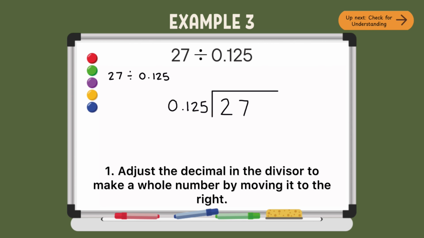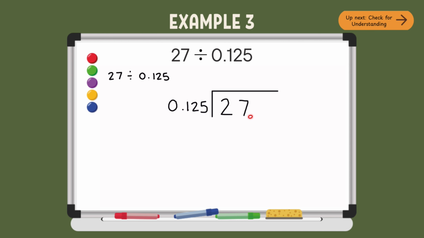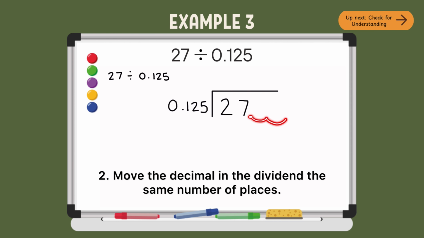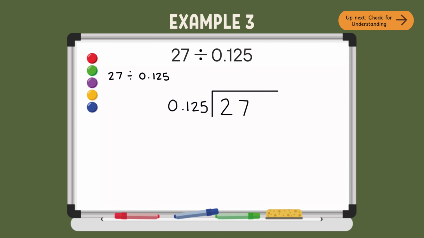And step 1 says, adjust the decimal in order to make a whole number by moving the decimal to the right. And whatever we do on the outside brings us to step 2. We must also move the decimal in the dividend the same amount of places. So let's go ahead and get started.